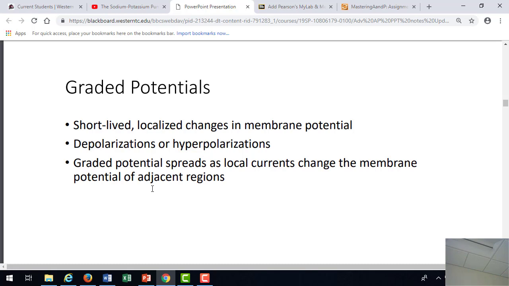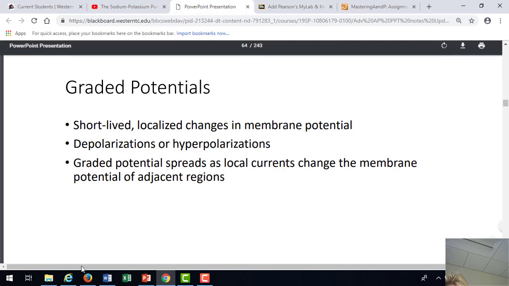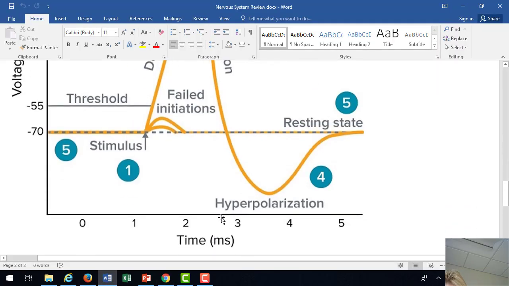So if it's a hyperpolarization, what ions are opening up? What happens to the cell in a hyperpolarization? Does it become more positive or more negative inside? If you look at your graph here, it becomes more negative. So what ion channels would have to open up to make it more negative inside the cell? Potassium, yeah.